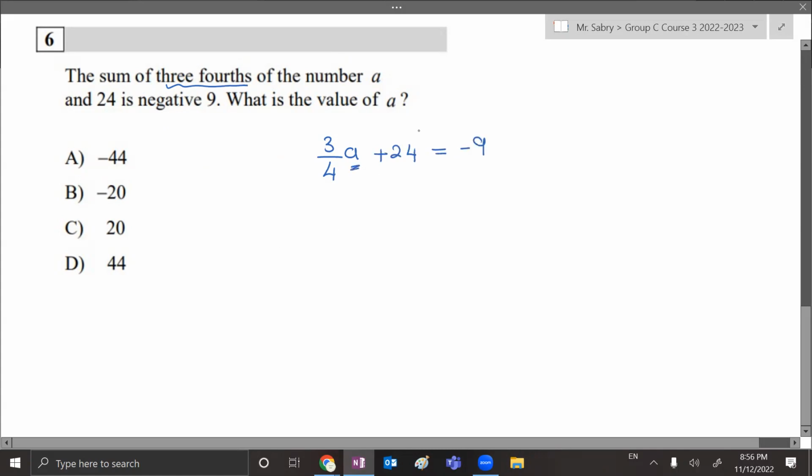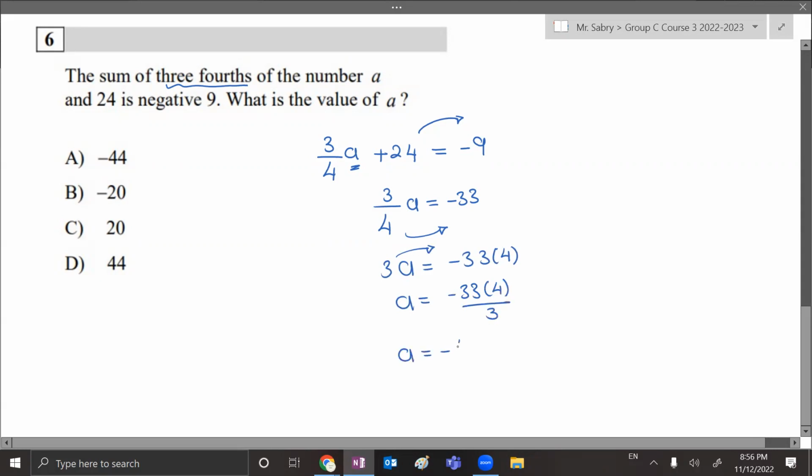I need to find the value of A. I'll move the 24 to the other side, so 3/4 A is now equal to -33. I'll then move the 4 to the other side by multiplication, and then the 3 to the other side by division. So A will be equal to -33 times 4 divided by 3, which means A equals -44. And that was an easy one, right?